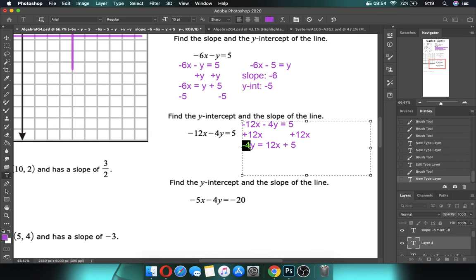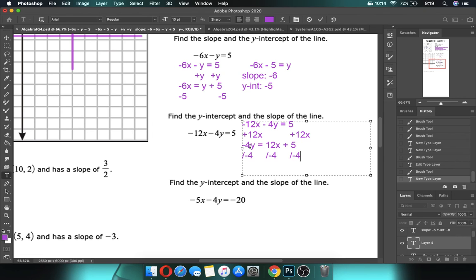So what operation is this? Well, it's multiplication. So how do you undo multiplication? You divide by 4. So what's going to end up happening is I'm going to divide by negative 4, divide by negative 4, and then divide by negative 4.